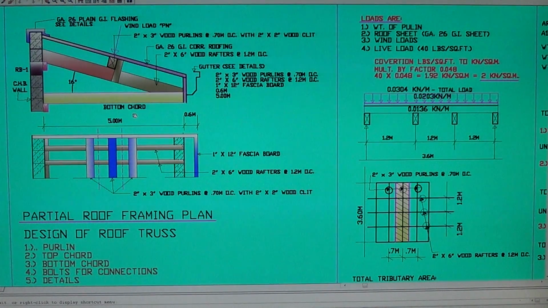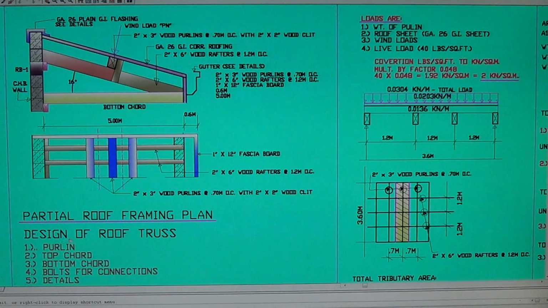Hello everybody, welcome. Today we're gonna be doing the wind load analysis on a roof truss, and today we're gonna design the loads, and then we're gonna design the purlin right here first, and then so on.